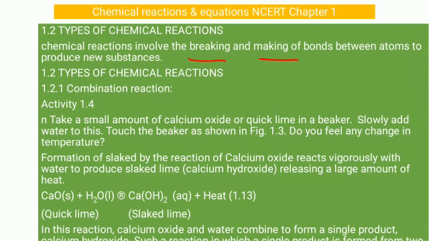In activity 1.4, when we react calcium oxide with water, it gives calcium hydroxide. Calcium oxide is quicklime, whereas calcium hydroxide is slaked lime. We get only one product, therefore it is known as combination reaction.